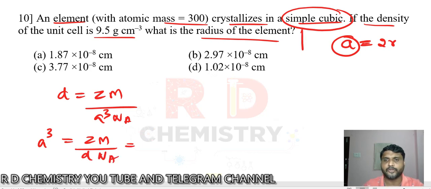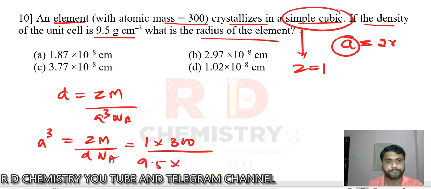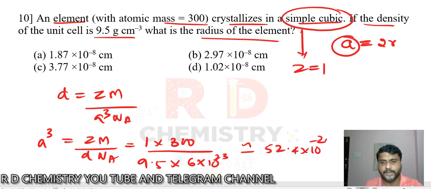Now, for the simple cube, Z is equal to 1. Number of particles per unit cell is equal to 1, correct? So, 1 into 300 divided by density 9.5 into Avogadro number approximately 6 into 10 power 23. And this will give approximately 52.4 into 10 power minus 24 in terms of centimeter cube. Now we have to find A. Slowly need to solve this one. Now 10 power minus 24, cube root will be 10 power minus 8, centimeter cube becomes centimeter.